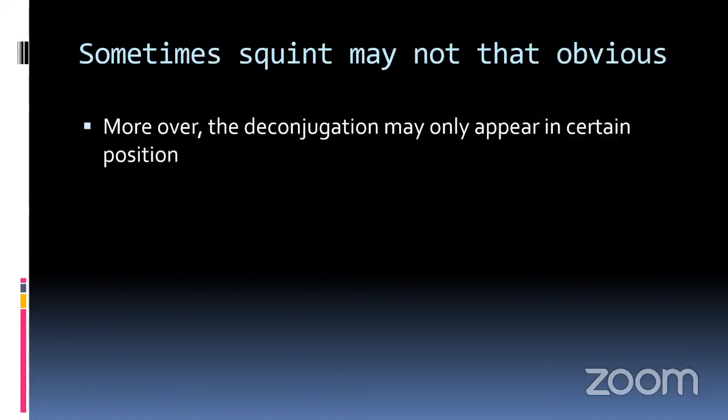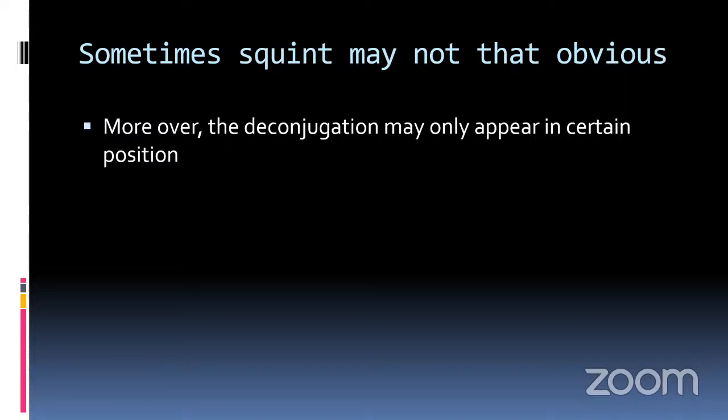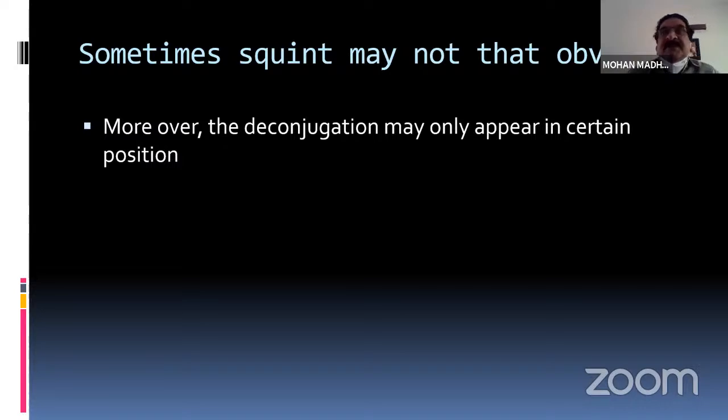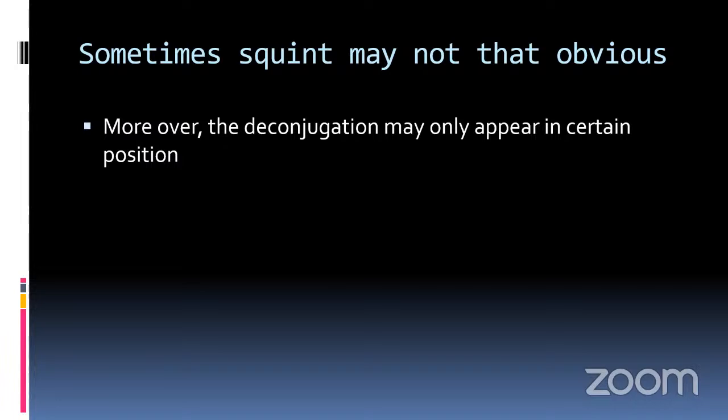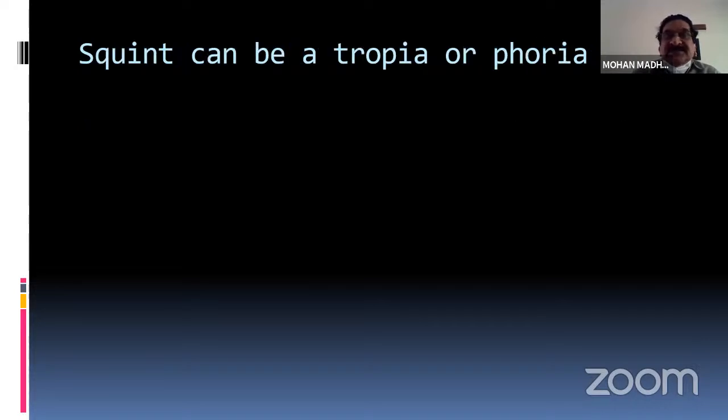I'll come to that. Now here, the disconjugation may appear only at certain times. That's a confusion. Here also, sometimes the squint may not be that obvious. The patient may look apparently normal without any squint. Sometimes you have a squint, and then you get confused as to what it is. The first thing to differentiate is to find out whether the squint, seen episodically or otherwise, is a tropia, a manifest squint, or a phoria. Phoria means latent squint.